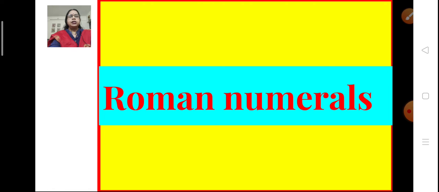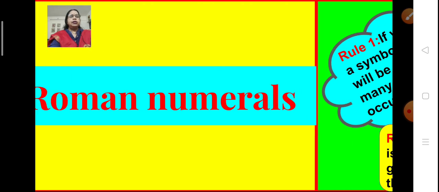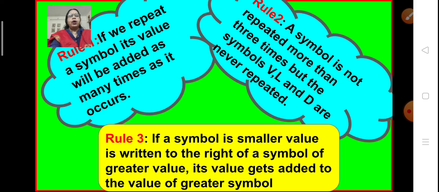Now let's revise the Roman numerals. A few important concepts about the Roman numerals. Let's see what they are. Rule 1: if we repeat a symbol, its value is added as many times as it occurs. How many times can a symbol be repeated? It is repeated only 3 times, not more than 3 times. And there are symbols like V, L and D which are never repeated. They can never be repeated.